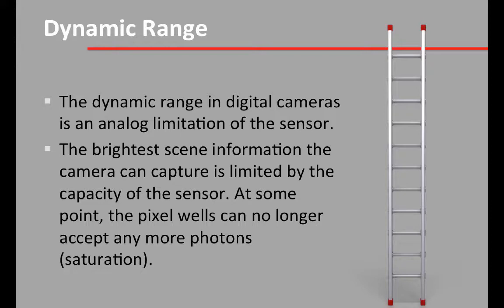So the brightest part of the scene, at some point the pixels will no longer accept any more photons, any more light energy. That means that it's reached saturation, therefore it can't record any more. So there's a limitation to that analog device. Once it's reached saturation, that's it.